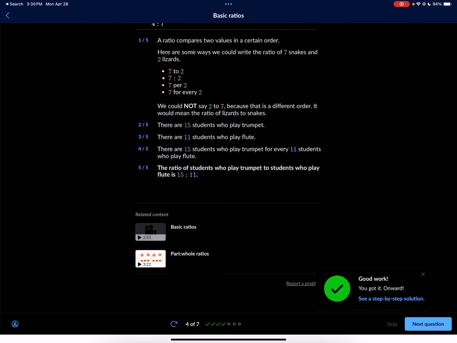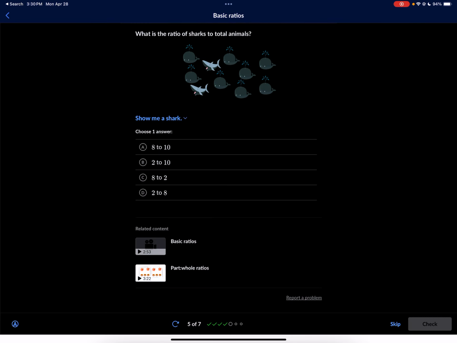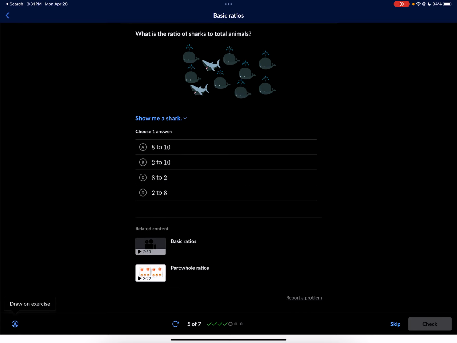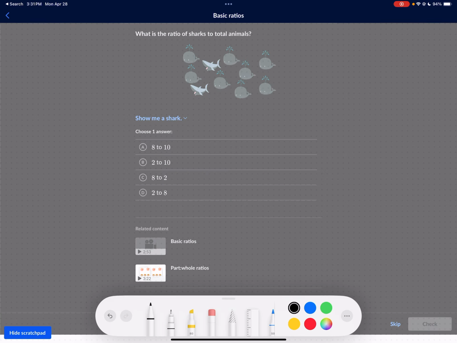Okay, good job. Question 5. What is the ratio of sharks to total animals? For reference, here's the sharks. So let's count the amount of sharks. How many sharks are there? 2. So we know that 2 must be our first one.